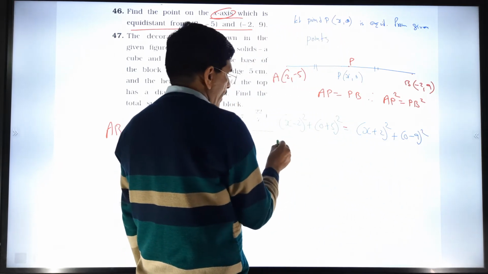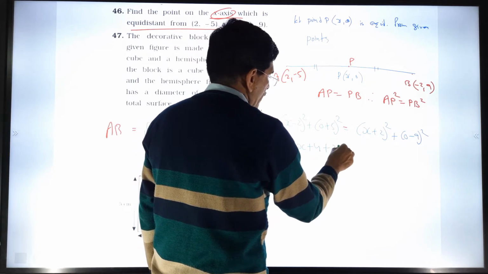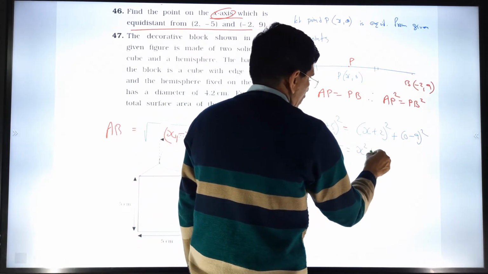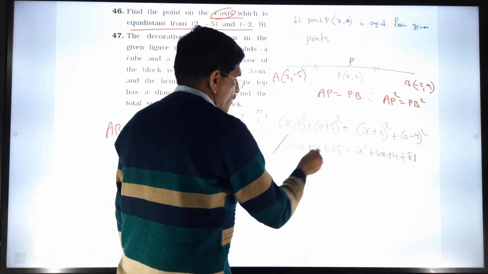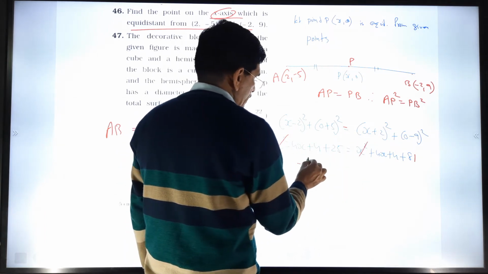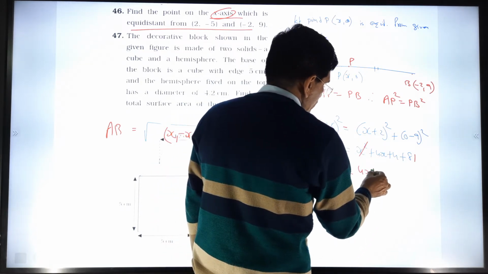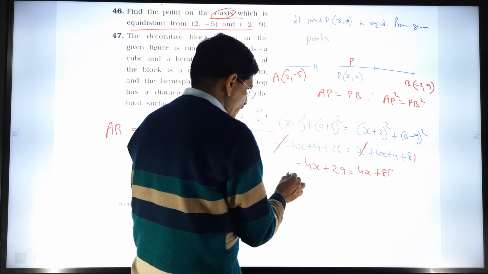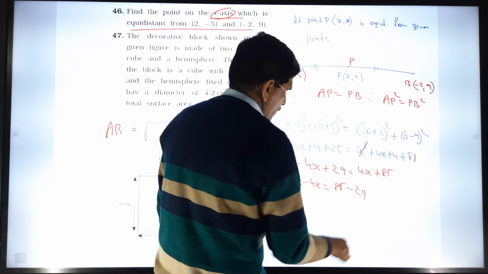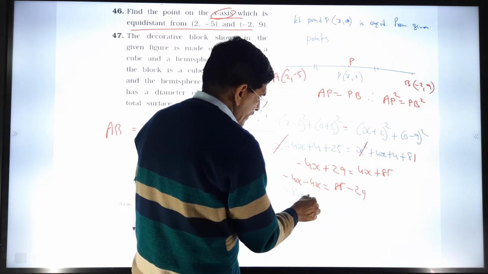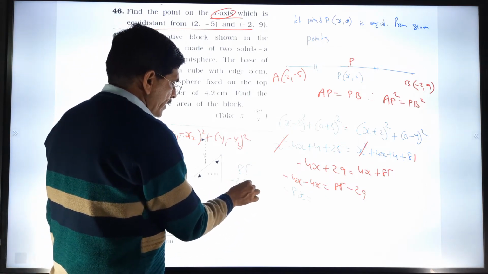Now open the perfect squares. So x square minus 4x plus 4 plus 25. Again here x square plus 4x plus 4 plus 81. So this x square we can cancel. So minus 4x plus 29 is equal to 4x plus 85. If I shift it, minus 4x minus 4x is equal to 85 minus 29. So minus 8x is equal to 85 minus 29.